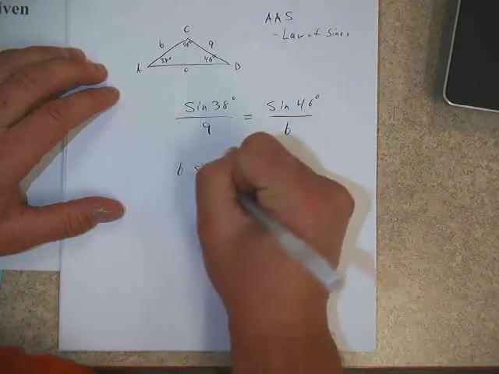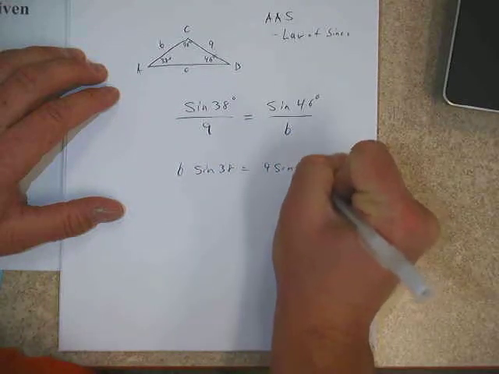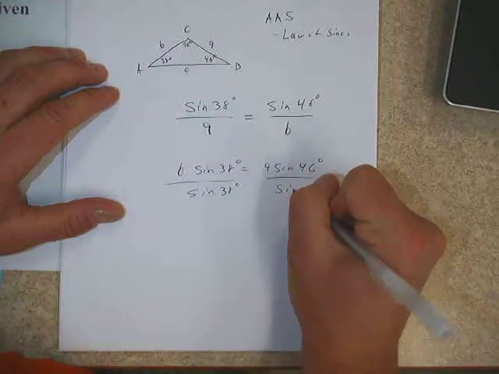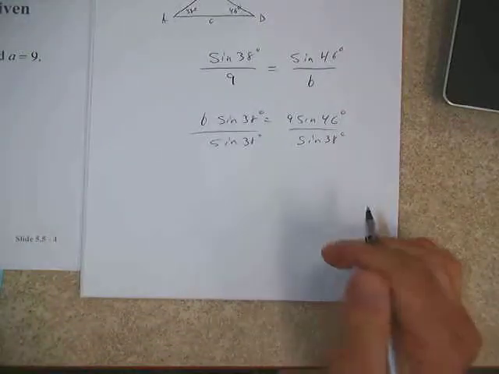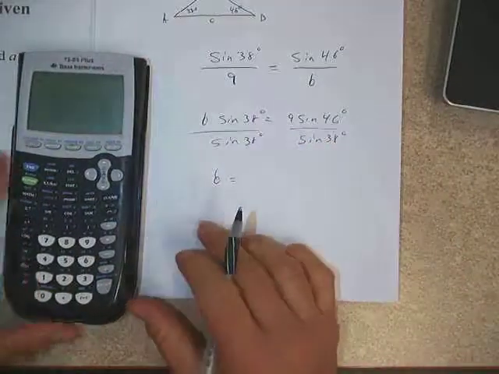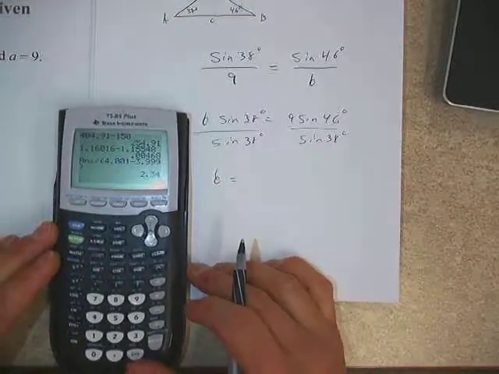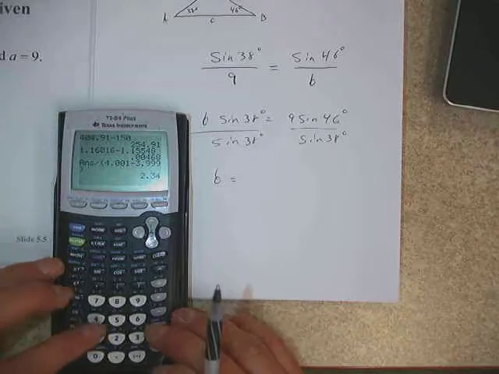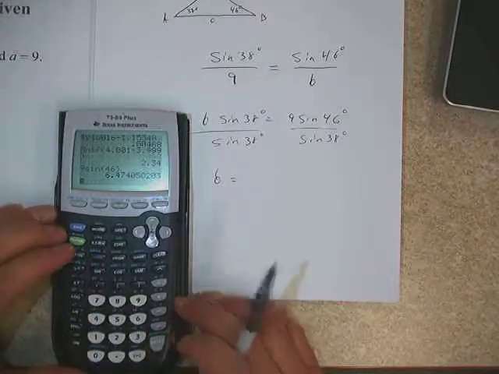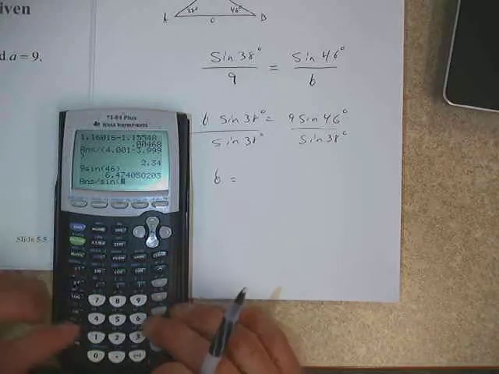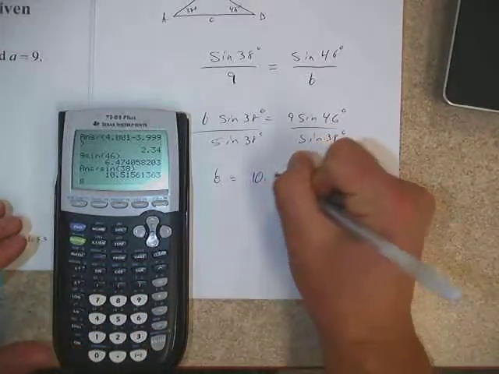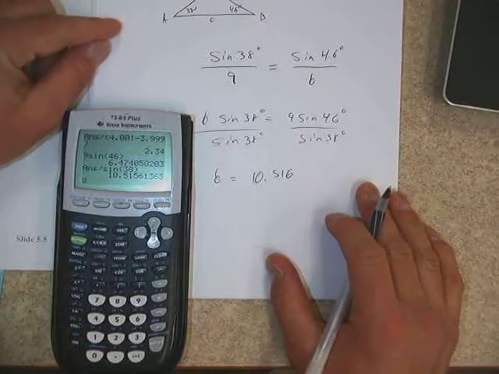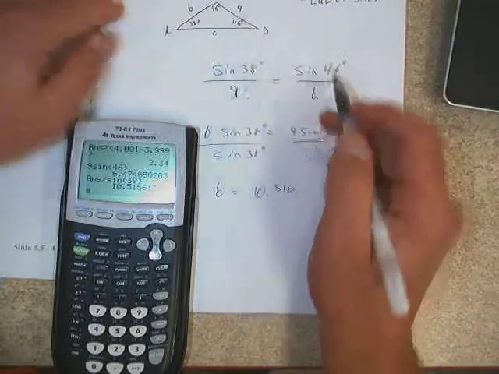So I'd multiply top left, bottom right, bottom left, top right. I'd get B sine of 38 equals 9 sine of 46. And with that said, I could divide by sine of 38, and I would have my B value. Okay. So for my B value, I'm going to make sure I'm in degree mode here because they gave it to me in degrees. So if I go 9 sine 46, divide that by sine of 38, I get 10.516. Okay, that would be my length of side B.